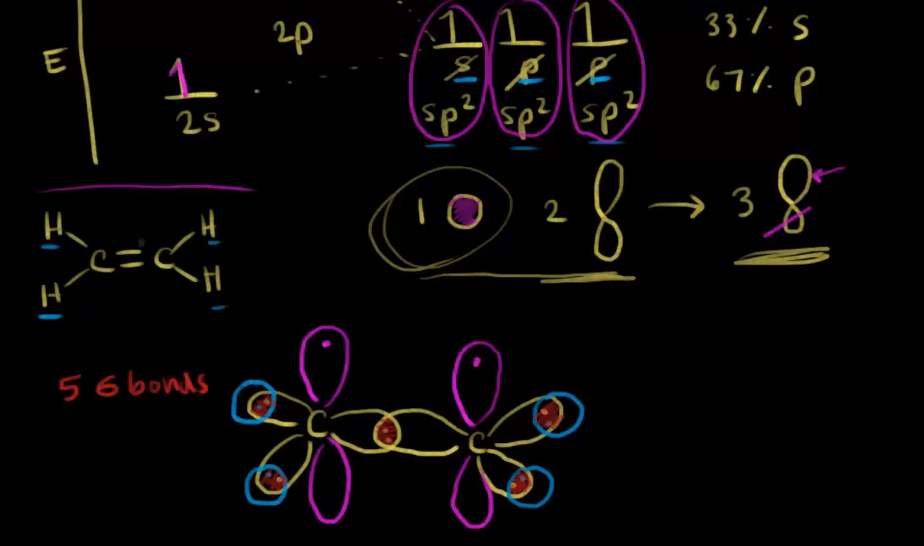If I'm trying to find those on my dot structure, this would be a sigma bond, this would be a sigma bond, one of these two is a sigma bond, and then these over here. So a total of 5 sigma bonds.